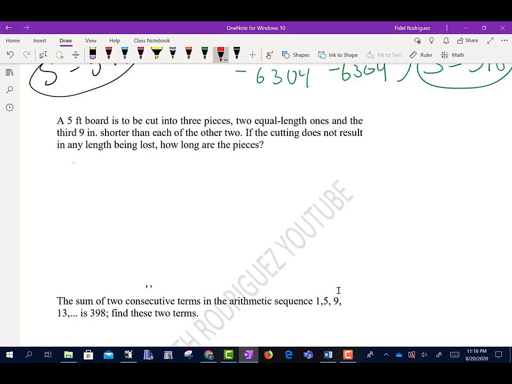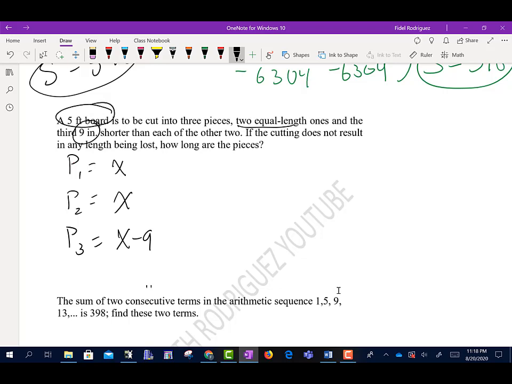Okay, so let's do it like this. We got 3 pieces. Piece 1, piece 2, piece 3. Now it says 2 are going to be equal lengths. So suppose the first and the second are the same. Whatever it is, it's x. The third one is 9 inches shorter, so x minus 9. Now we know the whole thing is how much? 5 feet. So the first piece plus the second piece plus the third piece is going to be 5 feet.